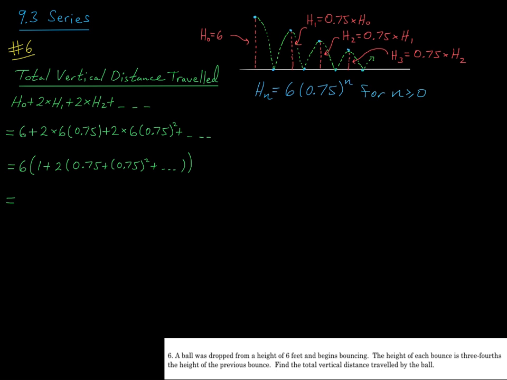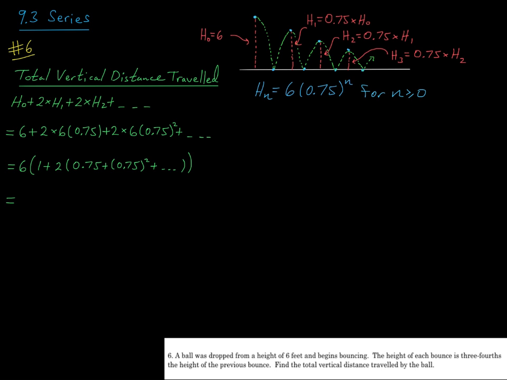All right, so first note, there's a 6, right, in each one of these terms. So factor that out. So that comes out here in front, and then see these parentheses here and here. And now aside from this first term, the h0 term, okay, all these other terms have a 2 in front of them. So I'm going to factor that 2 out, and then that leaves this sum 0.75 plus 0.75 squared plus 0.75 cubed, so on and so forth.